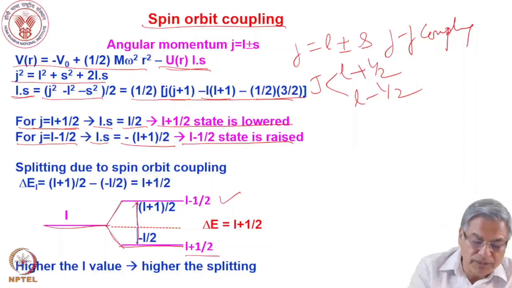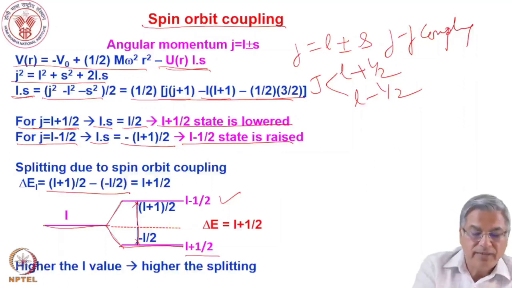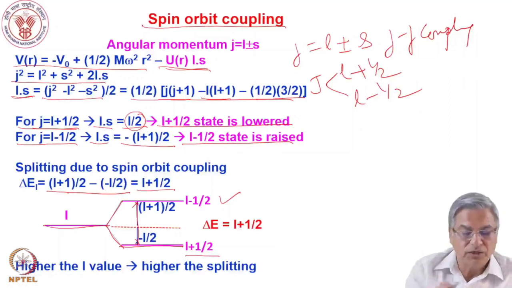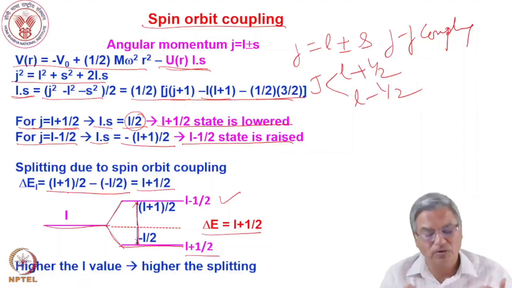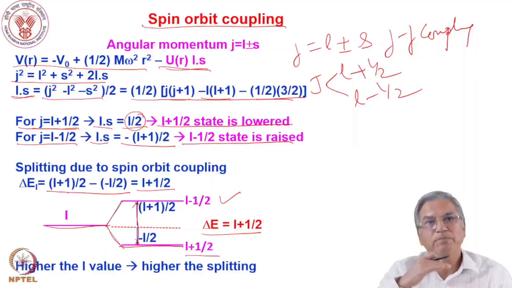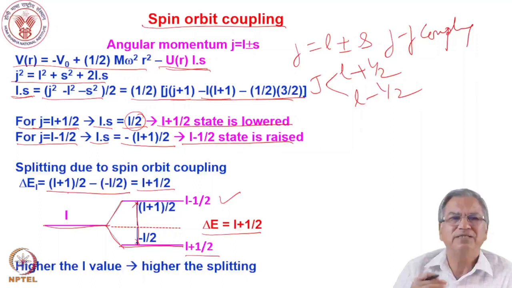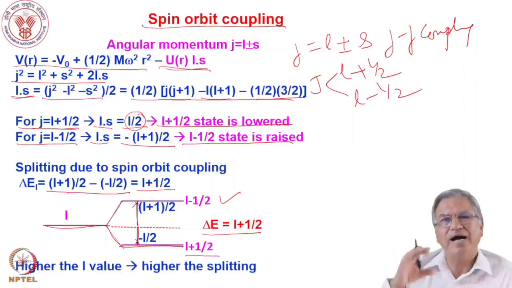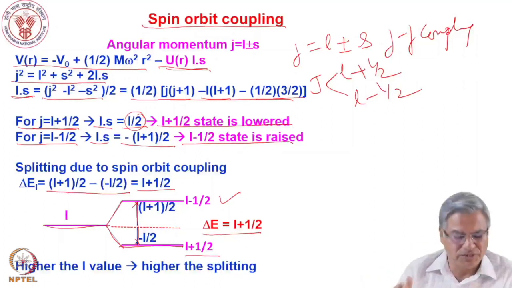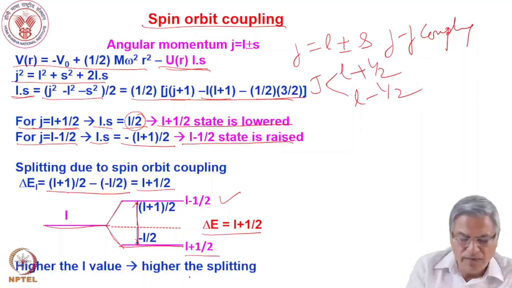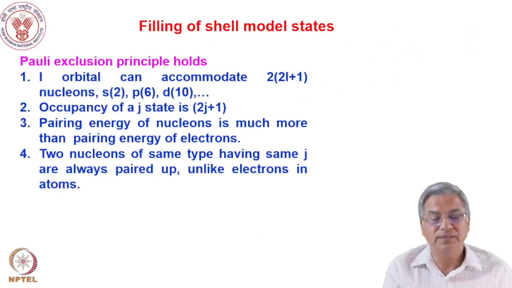The splitting between these two states you can calculate from here: L by 2 minus minus (L plus 1) by 2, so that is (2L plus 1) by 2. This is the gap between the two states. And you can see here that as you go to higher and higher orbital angular momentum values, the gap between L plus half and L minus half increases. This is what explains the higher magic numbers: because of spin-orbit coupling, the higher shells are much more split, and that leads to rebunching of the orbitals in different shells. That we will see in the next slide. So the higher the L value, the larger the splitting, and we will see the repercussion of that.